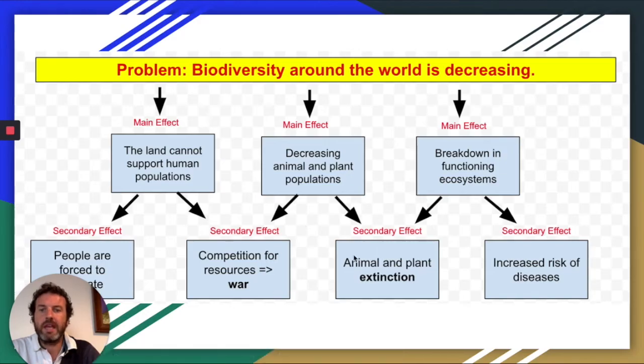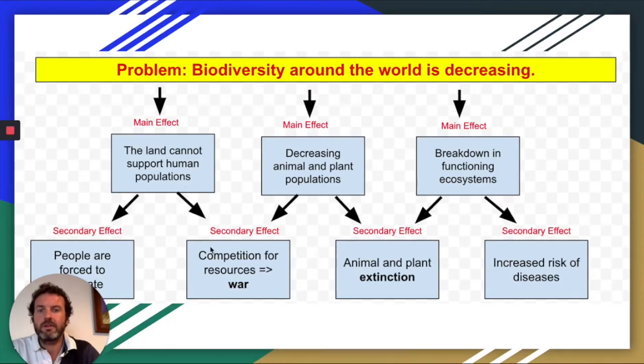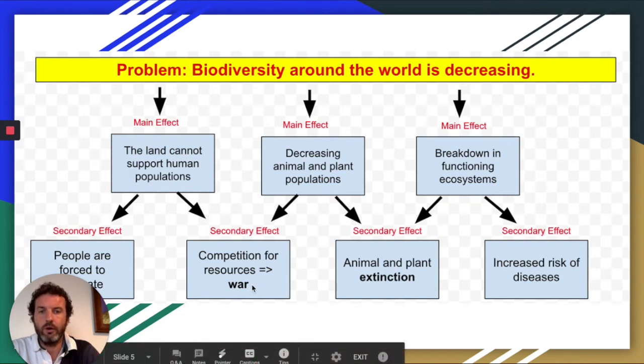And then, of course, we looked at the effects of this problem. I was only able to identify a few effects from the video that we watched. So people are forced to relocate, and there's extinction of animals and plants. And so what I did was I looked online and I found some more effects. We can see that if there isn't enough land to support humans, then this leads to competition for resources, which results in war.